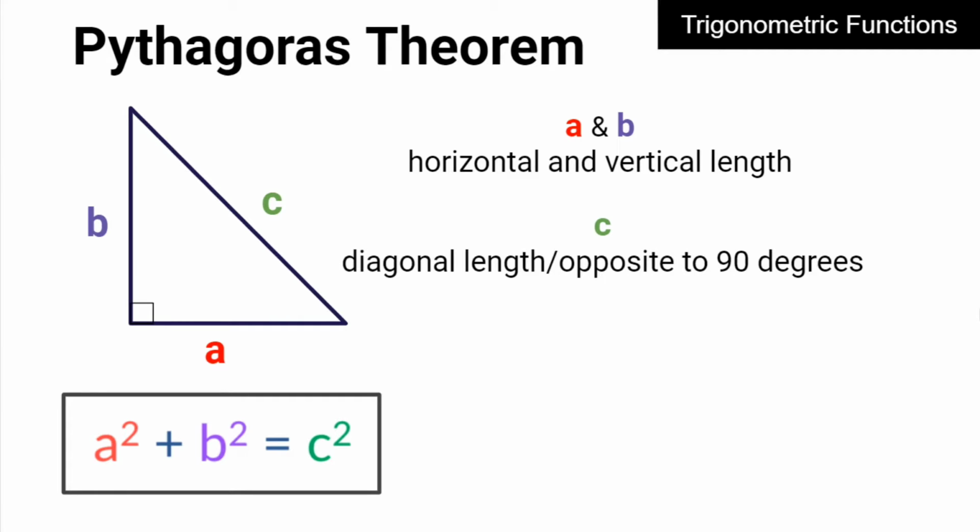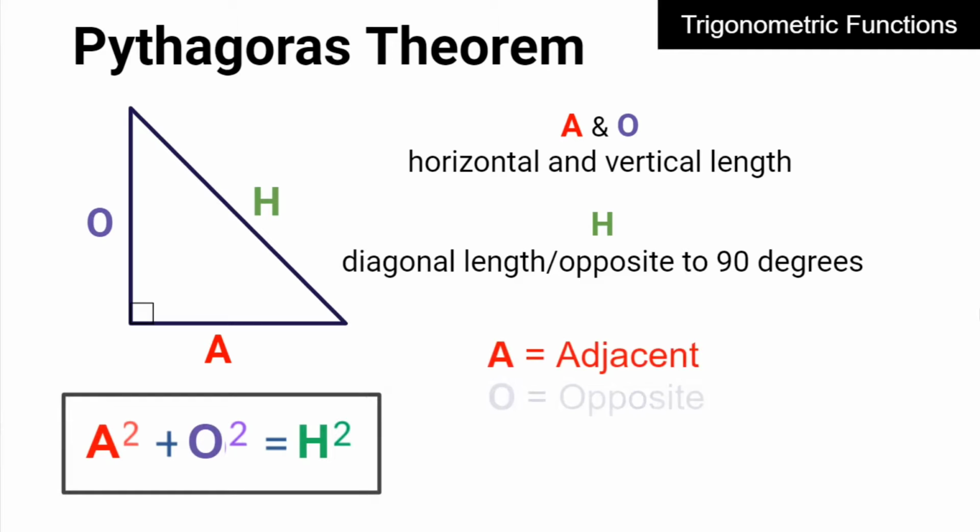But when we're dealing with trigonometric functions, the situation slightly changes. The a and b turn into a and o, and the c turns into h. And the new formula that we have is a squared plus o squared equals h squared. Now the a is the adjacent, o is known as the opposite, and h is known as the hypotenuse. Now we're no more going to be using the basic Pythagoras formula, a square plus b square equals c square. It has changed now. It becomes capital A squared plus capital O squared equals capital H squared.